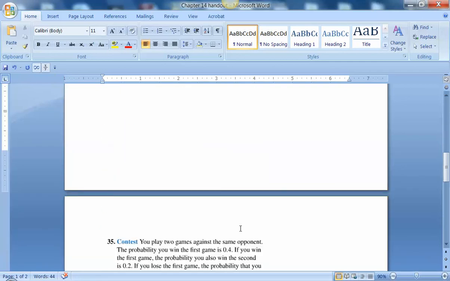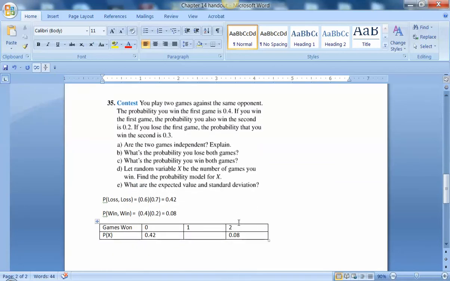Okay, and then I have another problem, and again you have one like this in your MyStatLab homework. You play 2 games against the same opponent. The probability that you win the first game is 0.4. If you win the first game, the probability you also win the second is 0.2. If you lose the first game, the probability you will win the second is 0.3. So the first question is, are the games independent?